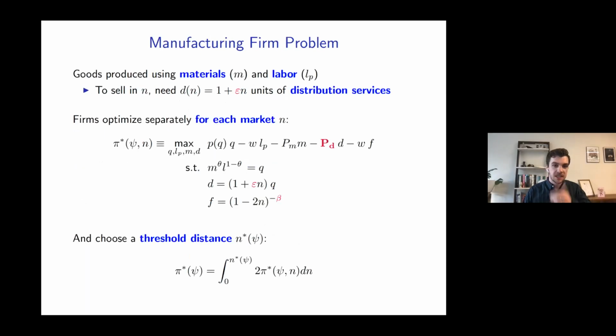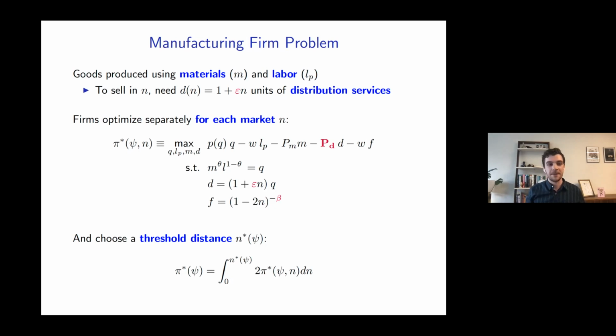So epsilon, I don't know if you can see the mouse here, is going to particularly matter for the cost of serving markets that are further away. If you're selling in the market where you're actually located, epsilon doesn't matter at all, right? All that matters is the price of distribution services. But epsilon is going to make it comparatively more expensive to sell all the way across India, relative to selling just locally.